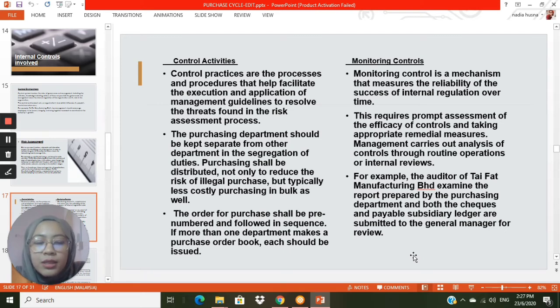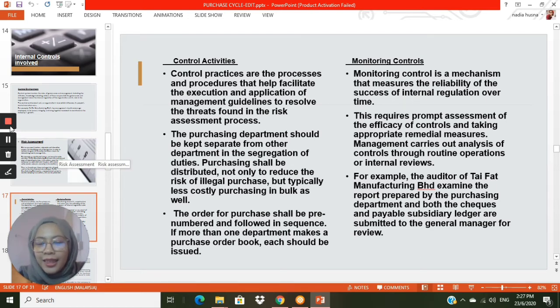The fourth one is monitoring control. Monitoring control is a mechanism that measures the reliability and success of internal regulation over time. This requires prompt assessment of the efficacy of control and taking appropriate remedial measures. For example, the auditor, and both the checks and payable subsidiary ledger are subject to review.